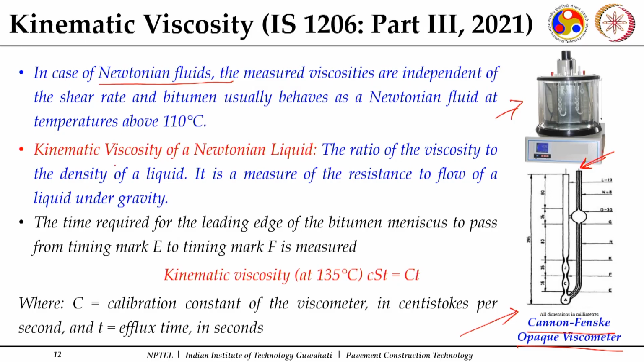Kinematic viscosity of a Newtonian fluid, which is how binder behaves at this temperature, is the ratio of the viscosity to the density of the fluid, and it is a measurement of the resistance to flow of a fluid under gravity, because at this temperature there is no requirement of a vacuum to be applied. Initially a small partial vacuum may be applied once to start the movement, and thereafter it moves under gravity.